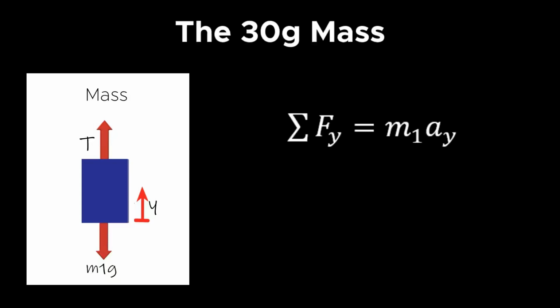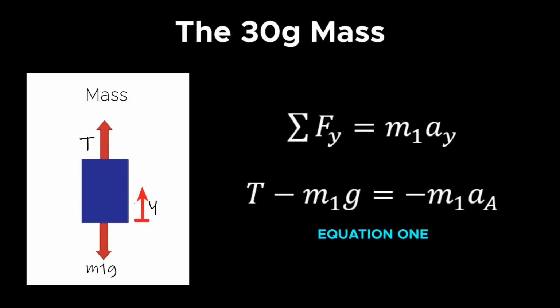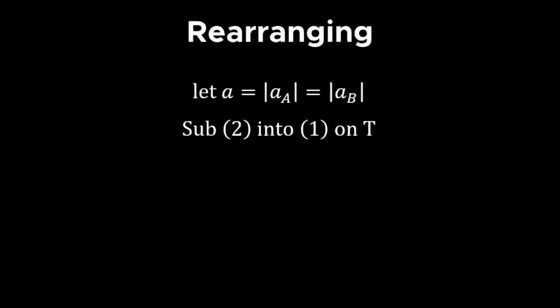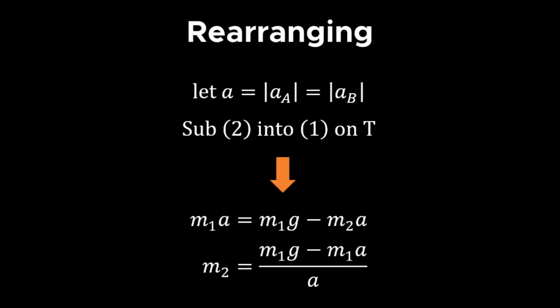For the 30-gram mass, we have no horizontal forces, an upwards tension force, and a downwards weight force. This can be rearranged as tension minus mass 1 times gravity is equal to mass times acceleration at A. For the cart, we have only the tension force in the rope, which can be written as T equals m2 aB. Finally, we substitute equation 2 into equation 1 for T, the tension force, and rearrange for mass 2. Before we can solve, we need to find a value for acceleration.